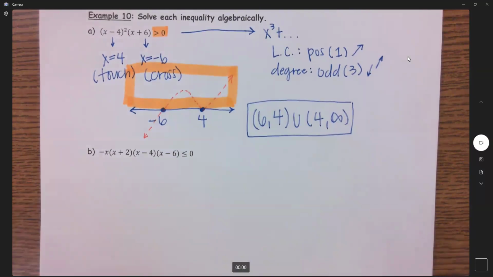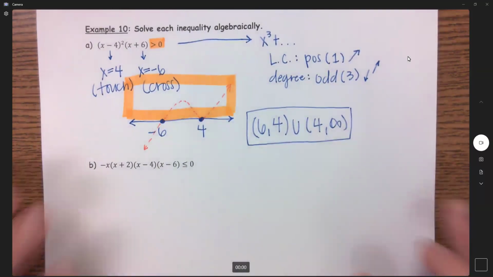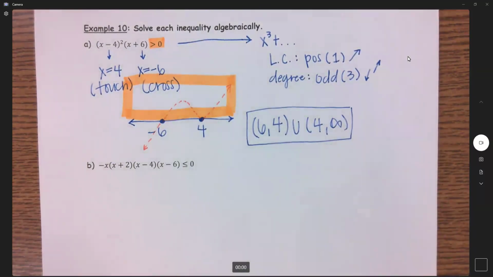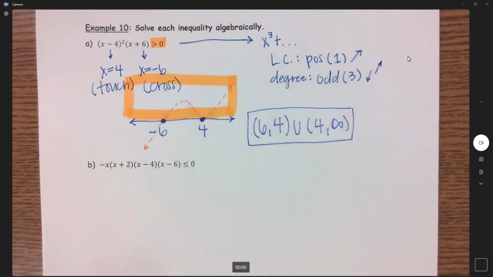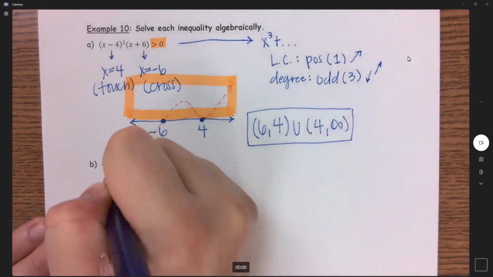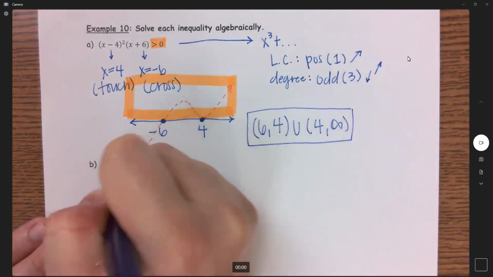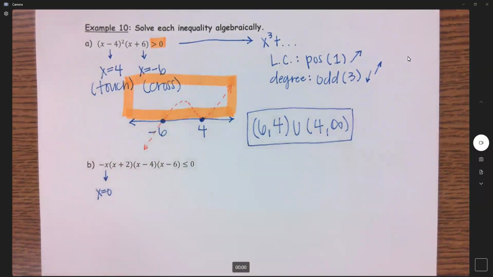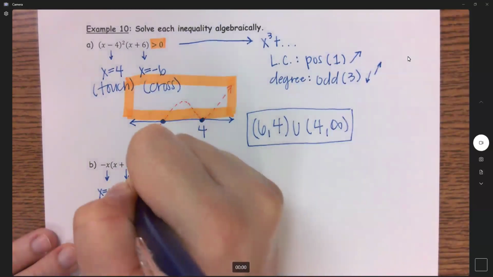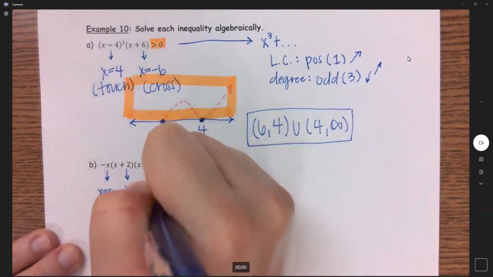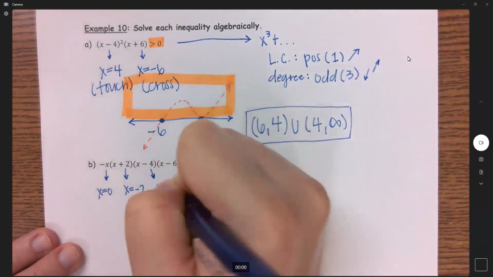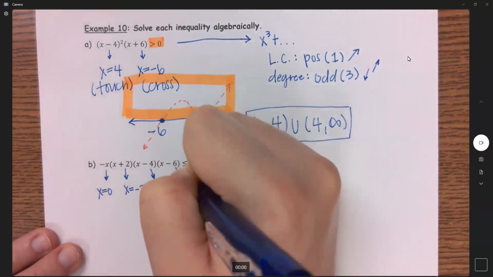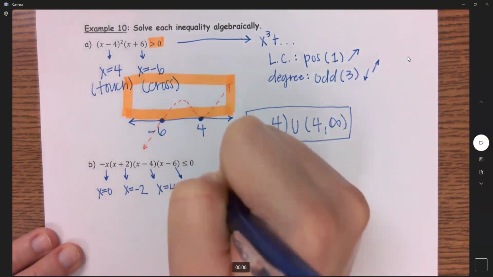Let's try part B. We're going to do the exact same process. So first, let's figure out our zeros. How many zeros do I have here? I have 4. We have right here when x equals 0. We have when x equals -2. We have here when x equals 4. And then right here when x equals 6.